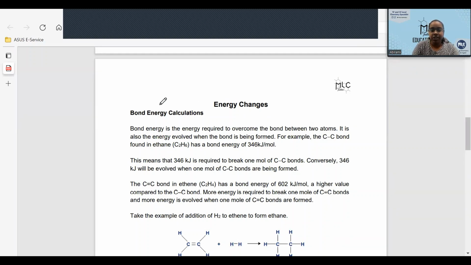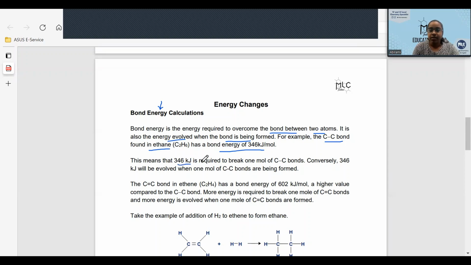Okay, today under energy changes, we'll be going through bond energy calculations. Bond energy is the energy required to overcome the bond between two atoms. It is also the energy evolved when the bond is being formed. For example, the C-C single bond found in ethane has a bond energy of 346 kilojoules per mole.